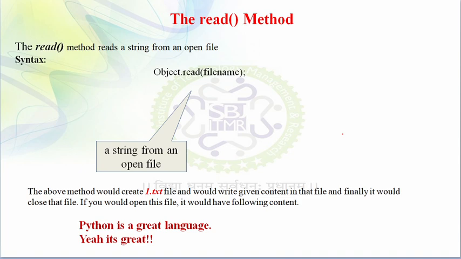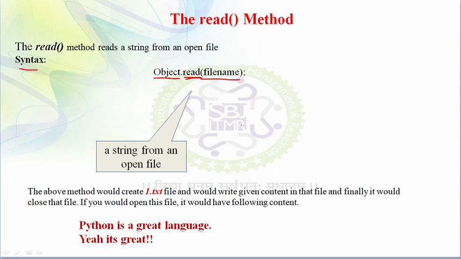The next thing is the read method. The read method reads a string from the open file. That means for performing the read operation, the file should be an existing one. It is important to note that Python strings can have binary data apart from text data. So this is the syntax. You have to follow the object name, after that you write dot read, and in the parentheses you write the name of the file. So this will help us to read the data from any existing file.